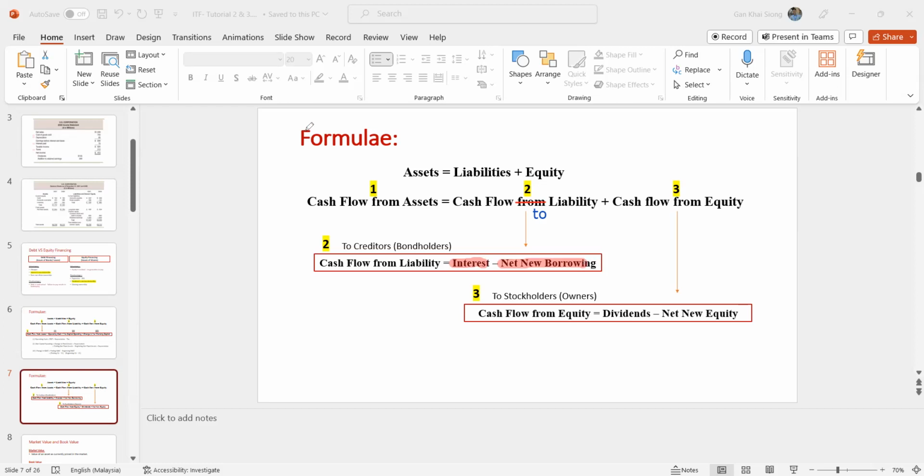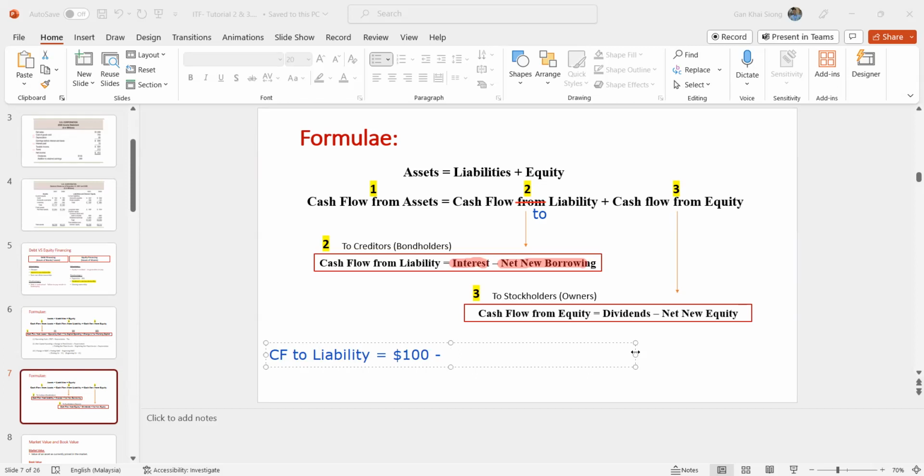So how does the situation look? Example. Let's say I want to calculate cash flow to liability. Let's say every month I have to pay 100 of interest, and I have to put a minus sign because I follow the formula, minus any net new borrowing. Now let's say in this month, for example, I pay back to the creditor 900.